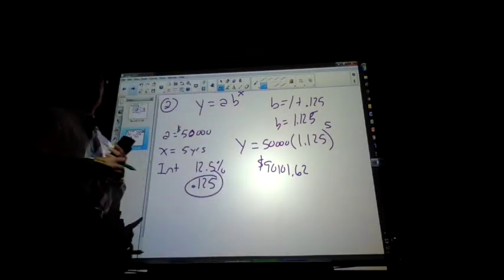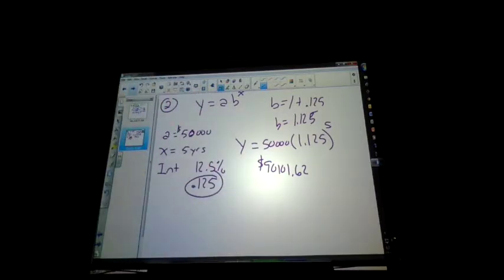So that's what the debt would be that you would owe your company. Someone lent you $50,000 at 12.5% interest on the loan. You're going to start paying it back in 5 years. Hopefully your company's doing a little better and can pay that back. Is that all right?